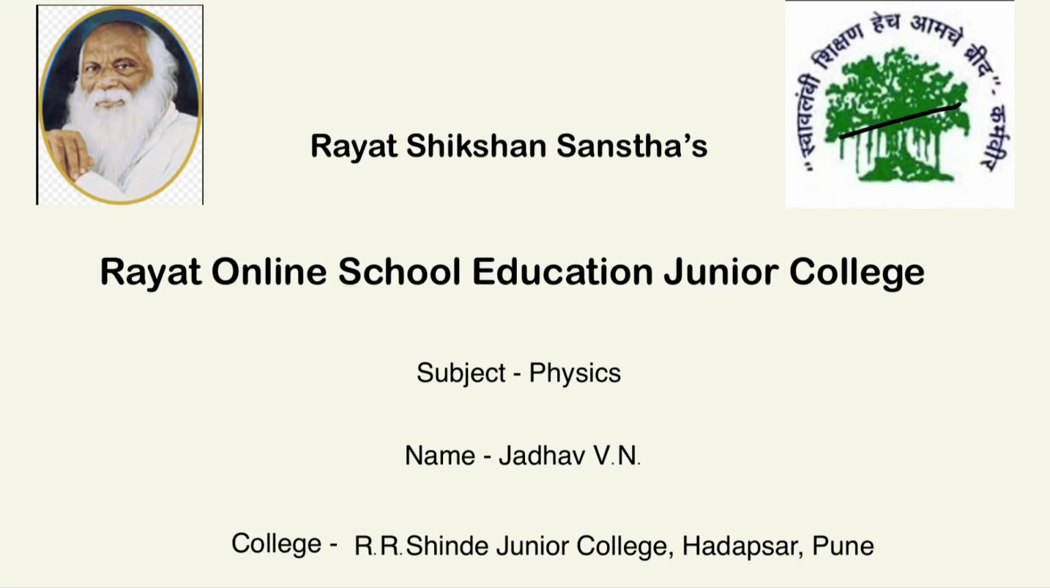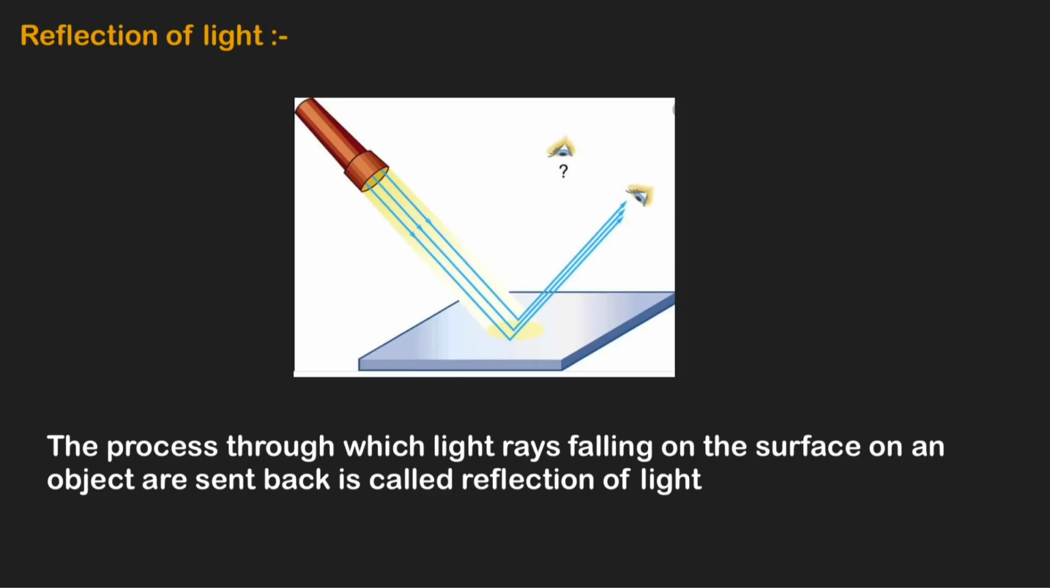In today's lecture, we are going to discuss light-related concepts. Those are reflection of light and refraction of light. Before we start today's lecture, we have to know light is a form of energy which helps us to see the object. This is due to reflection of light. That point, reflection of light, you have already studied in 8th standard.